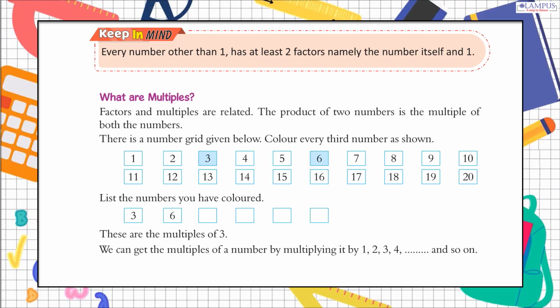What are multiples? Factors and multiples are related. The product of two numbers is the multiple of both the numbers. There is a number grid given below. Color every third number as shown. List the numbers you have colored. These are the multiples of 3. We can get the multiples of a number by multiplying it by 1, 2, 3, 4 and so on.